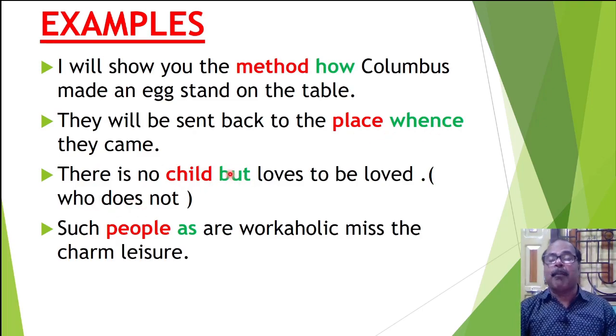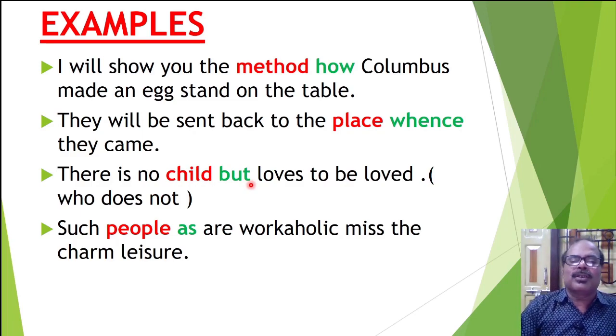There is no child but loves to be loved. Look at this example very attentively. But here means who does not. Child is a person. There is no child who does not love to be loved. So but here means who does not.